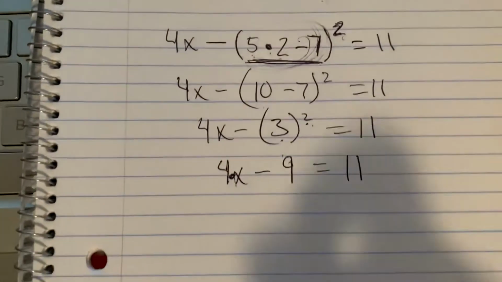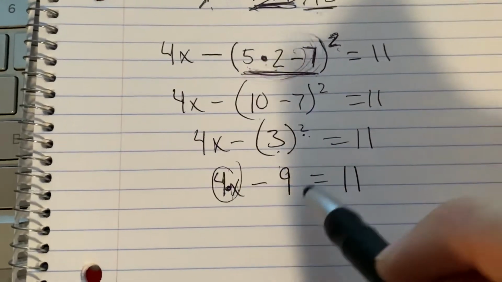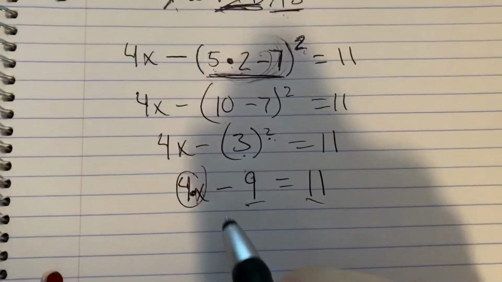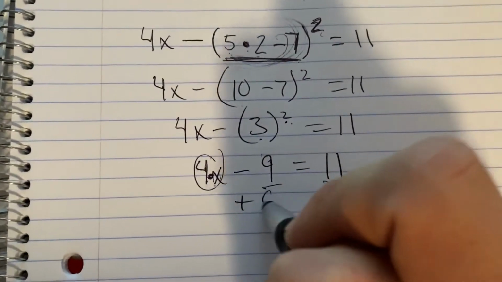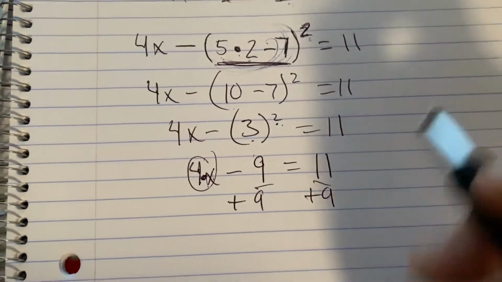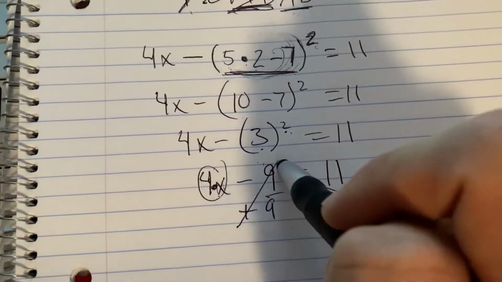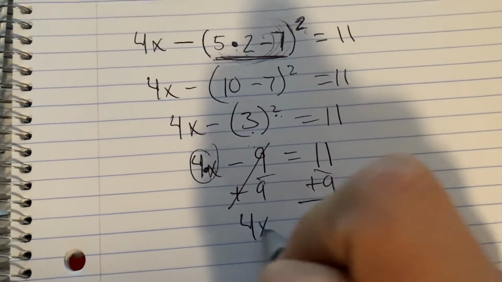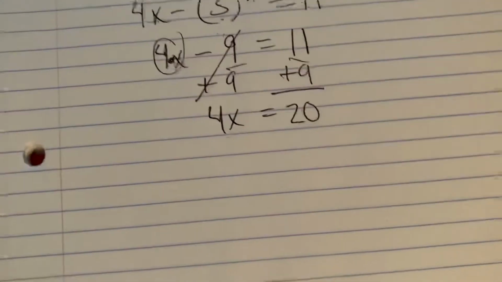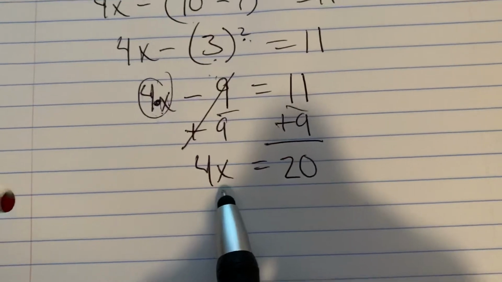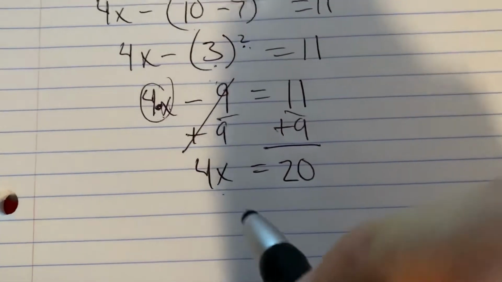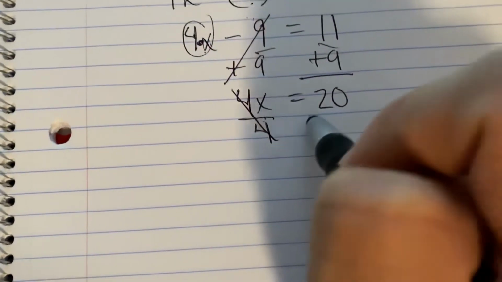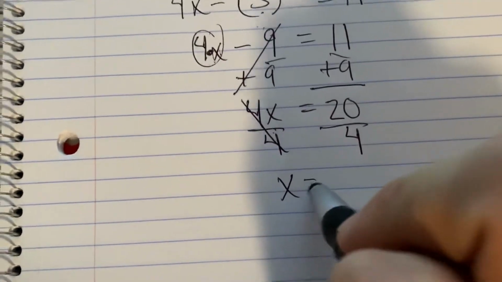All these are grouped with their like terms, and these two need to be brought together. So what we're going to do is add 9 to both sides to get this 9 over here. So these cancel out, and this gives us 20. So we have 4x equals 20. And now we just have to get this x by itself. So we're going to divide by 4, x equals 5.